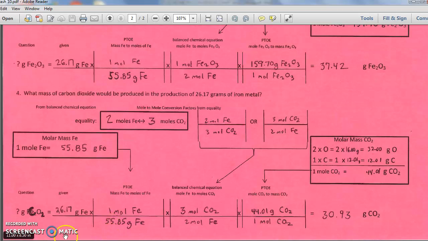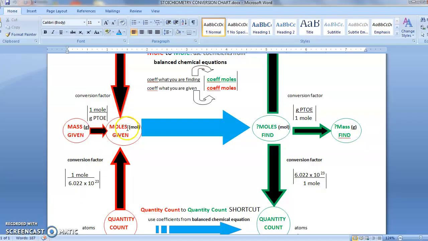The next step, where are we on the chart right now? We are on moles of iron, and we're trying to get to grams of carbon dioxide, but to do that, I have to go to moles first. This is in blue because this is our new step that we learned. This is our big conversion. This is the step that opened up a whole new area of calculations.